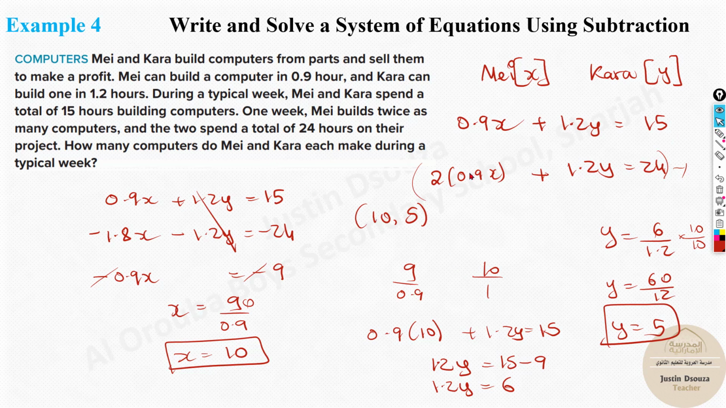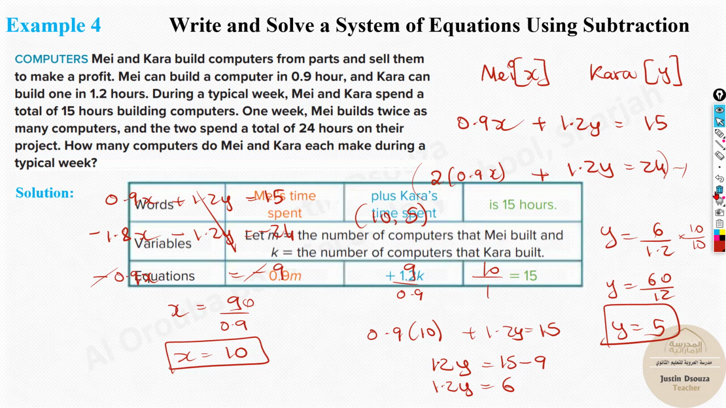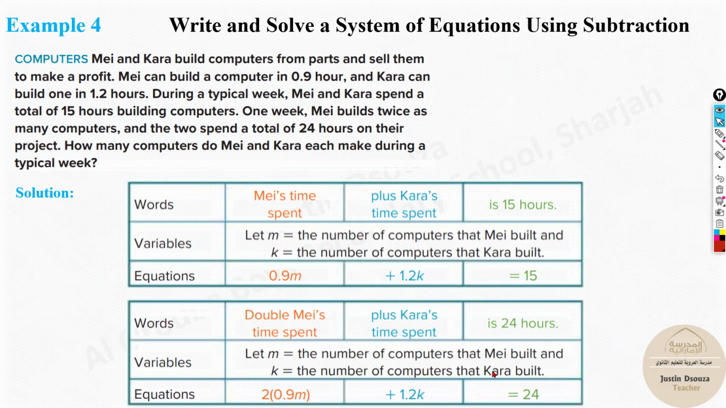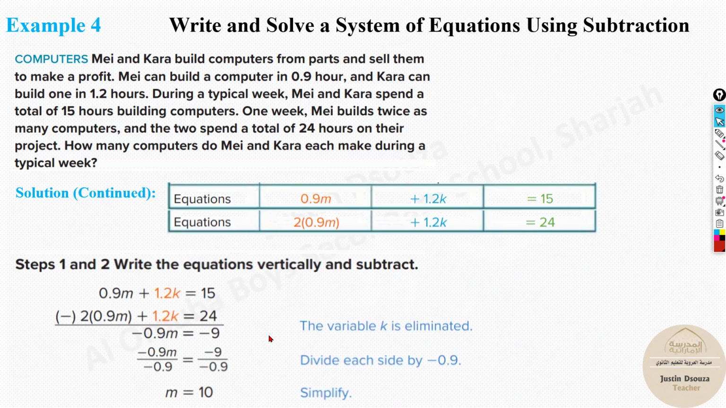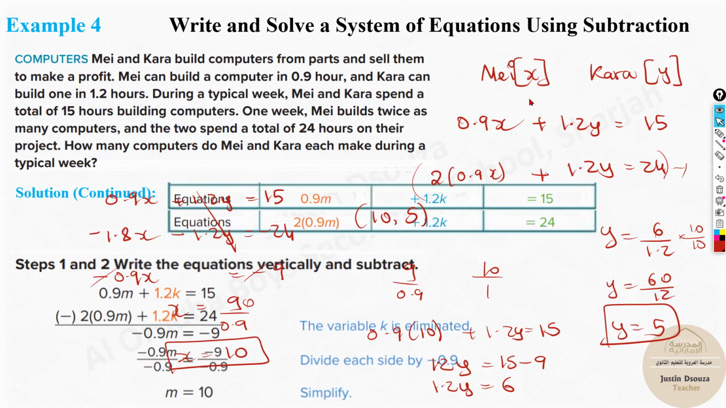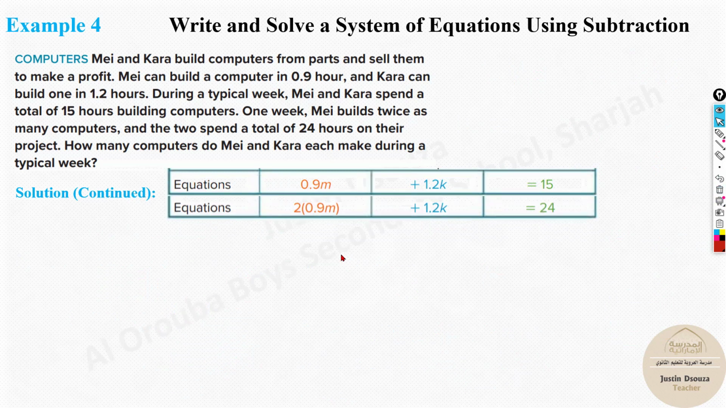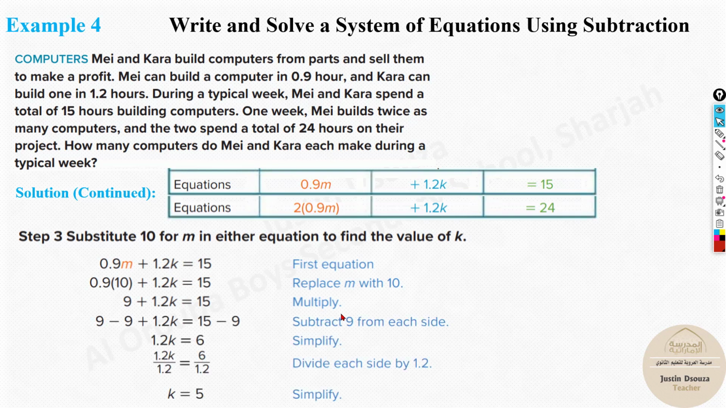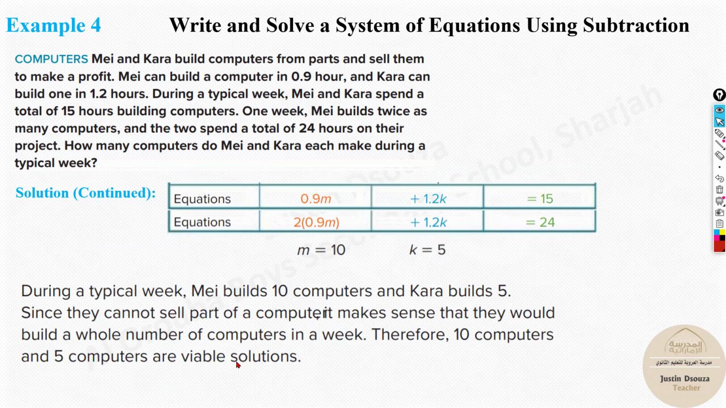So May does 10 computers a week, whereas Kara does 5. So these are the equations which we had, and then we solved them. They have taken M and K because May and Kara; I took x and y. It's up to you, but I had written over here what is May, what is Kara. As long as you know what is what, that's fine. So 10, and the next one was 5. That's the answer. The solution over here is basically 10 and 5.